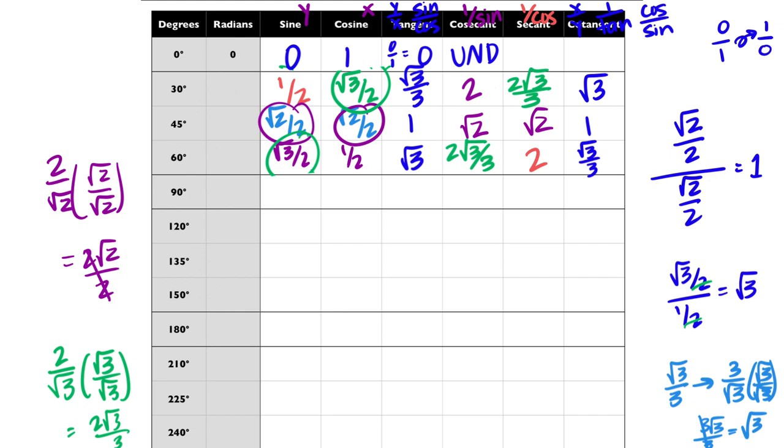Okay, and then secant is the reciprocal of cosine. Cosine's 1, so what is secant going to be? Also 1, because the reciprocal of 1 is 1. And then cotangent. Why is it undefined? If we flip it we get 1 over 0, right? Because it's cosine over sine, so 1 over 0 is undefined.